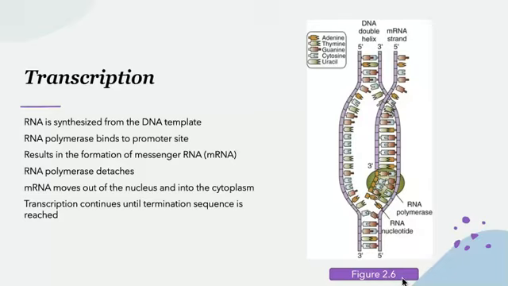So let's switch and move past DNA replication and talk about transcription. So our RNA is synthesized, like we said, from that DNA template, and we use RNA polymerase to bind to an area that we call the promoter site and start creating our mRNA strand, messenger RNA. And then it's going to detach, and the mRNA strand will move out of the nucleus and into the cytoplasm.